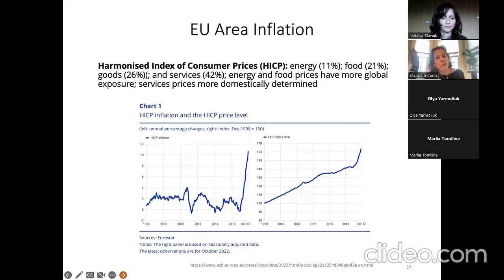They break out what components of their price index is attributed to energy prices, food prices, goods prices, and services prices. And I just highlight here that energy and food prices are the more globally exposed prices from the inflation that the EU faces. Services are more domestically determined. So that's why if you think about how important the prices of services are, 42% of price increases for the EU come from services, and that's more domestically determined. That's more determined by their local economies as opposed to the global system. So they have some exposure, but probably less exposure than Ukraine has to external prices.